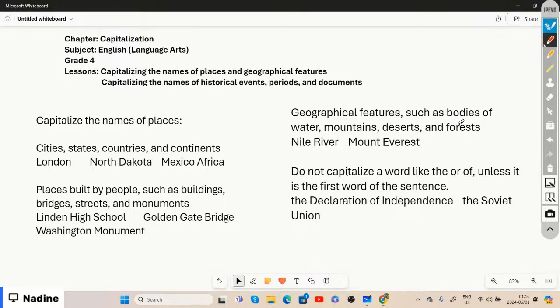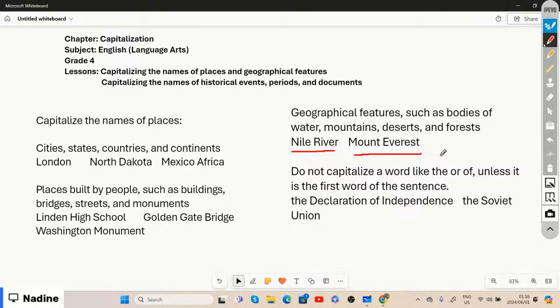All right. And if we look at geographical features, then we have the Nile River, and then we have Mount Everest. So those are but two of our monuments.